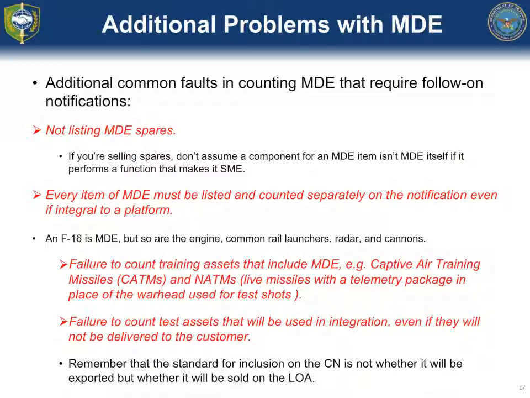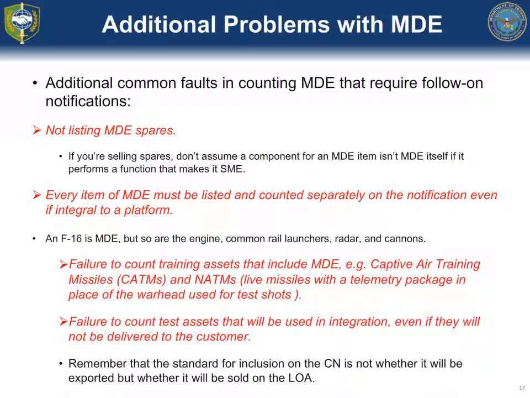So that is SME on its own separately, and because the development costs of most modern missiles go into that guidance control unit, in fact, the non-recurring cost and development charges for that guidance control unit make it MDE. So if you're selling spares, don't assume a component separate from the platform or separate from the larger unit. Don't assume that it isn't MDE if it performs a function that makes it SME. If it has that capability, the development cost may make it MDE as well. So make sure you're checking for spares.